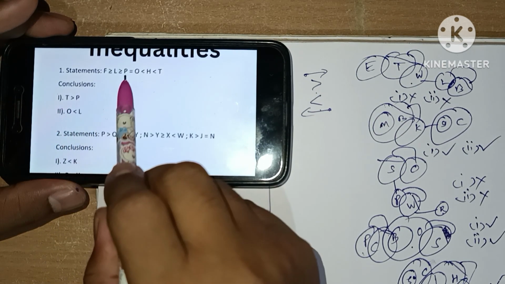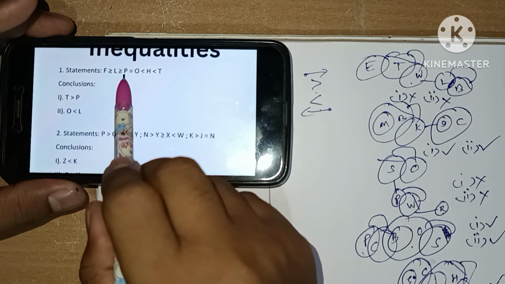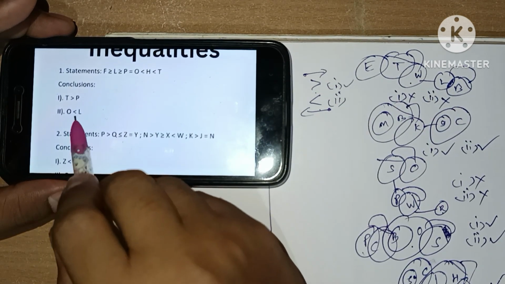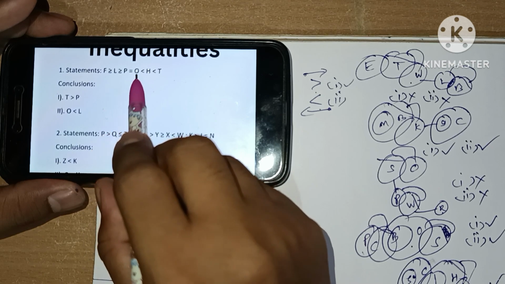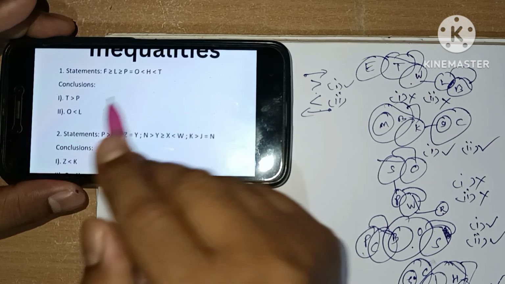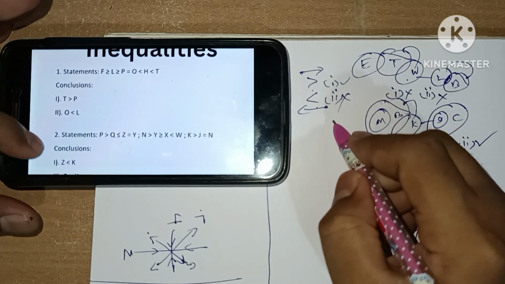The flow from T to P. From T, there is flow up to P. So first conclusion will be true. Second conclusion, the flow from L to O. From L, we can reach to O, but there is everywhere equal to also. Here there is no equal to. So second conclusion will be false.